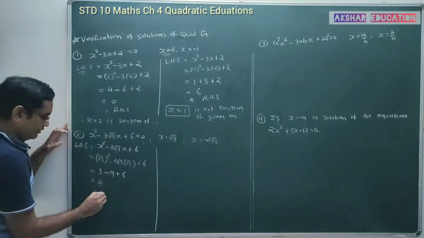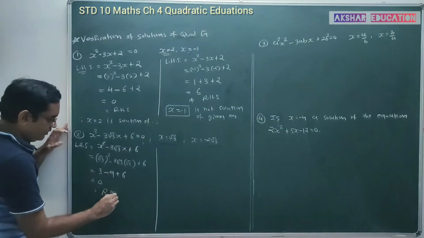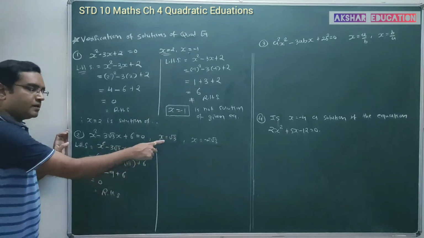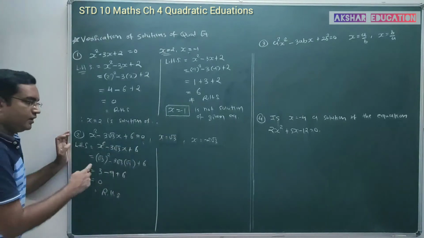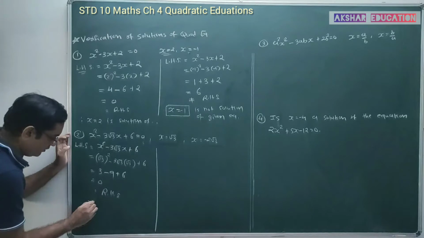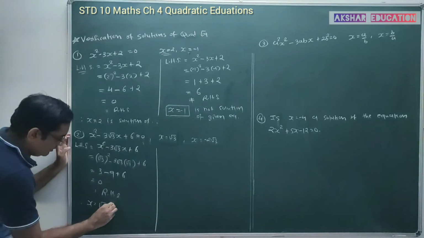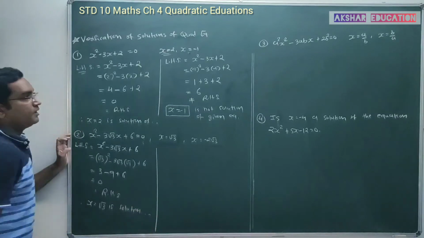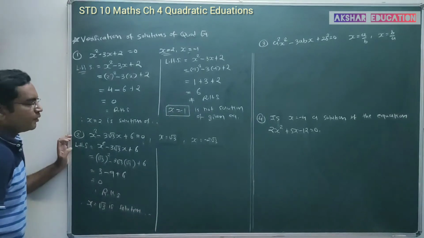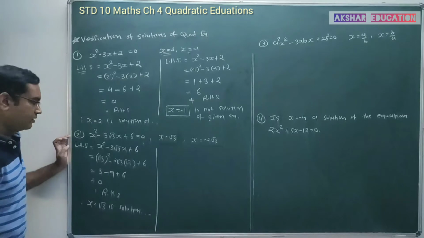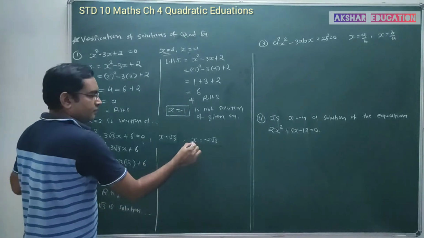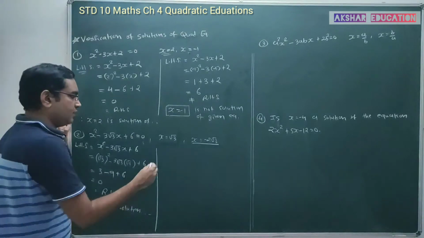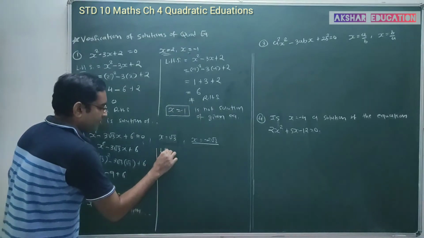Yes, right hand side. So left hand side becomes equal to right hand side when we put x equal to root 3, and that's why x equal to root 3 is the solution of the given quadratic equation. Clear, friends? Now we have to check the same for the other value of x, which is x equal to minus 2 root 3. So again we will start from the left hand side.